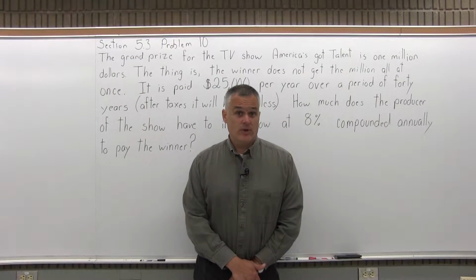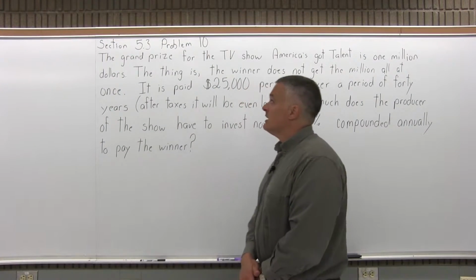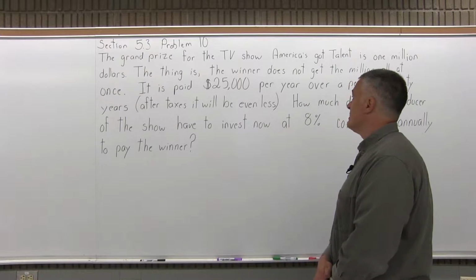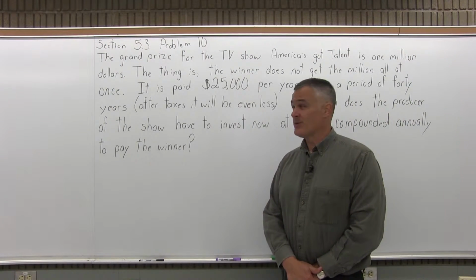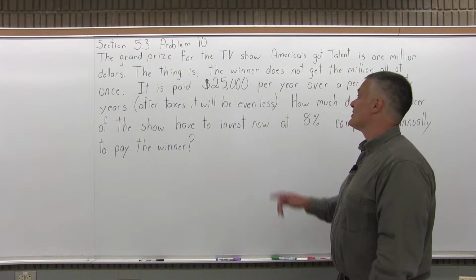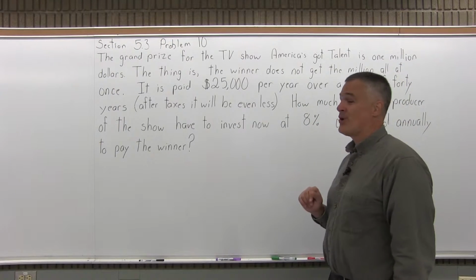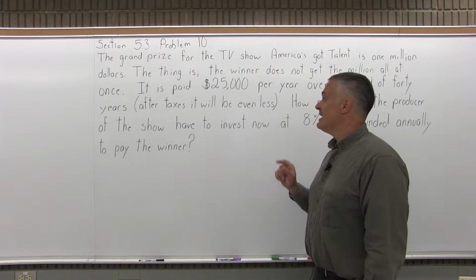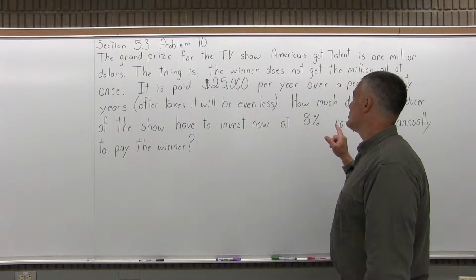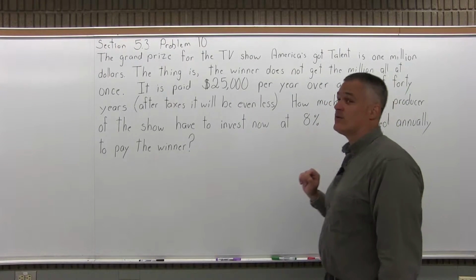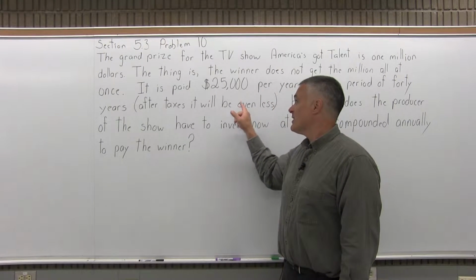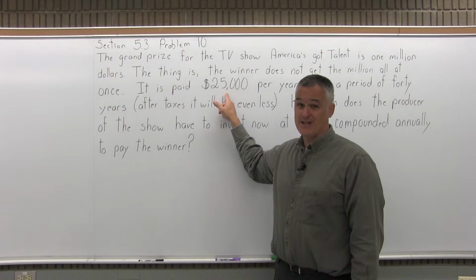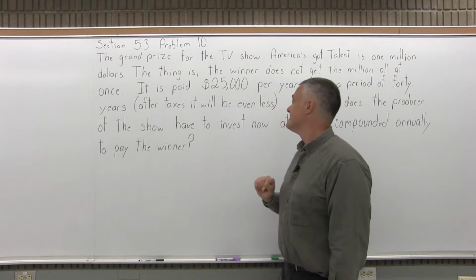This is Section 5.3, Problem 10, and it says the grand prize for the TV show America's Got Talent is $1 million. Now, most people are familiar with that, but the thing is, the winner does not get the $1 million all at once. It's paid $25,000 per year over a period of 40 years. So after taxes, it'll be even less. You have to pay taxes on the $25,000 that you get per year.